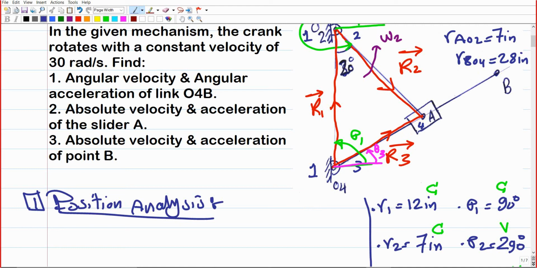If I draw another configuration a bit later, let us assume that this is another configuration. Assume that the link has been rotated.